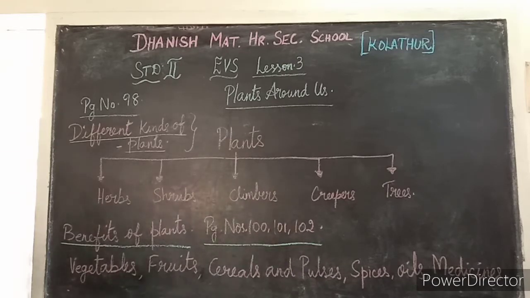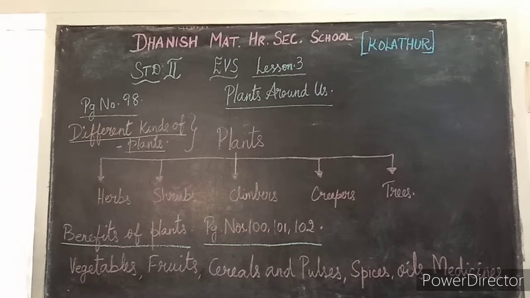Pumpkin means poosanikai in Tamil. Watermelon, you know this plant, right? We get watermelons in the summer season. And muskmelon is molampazham in Tamil. So these are called creepers.